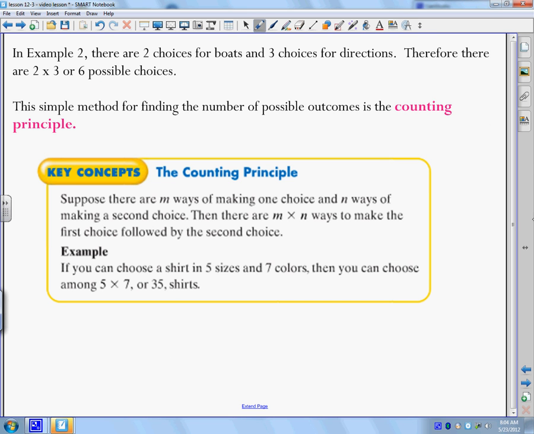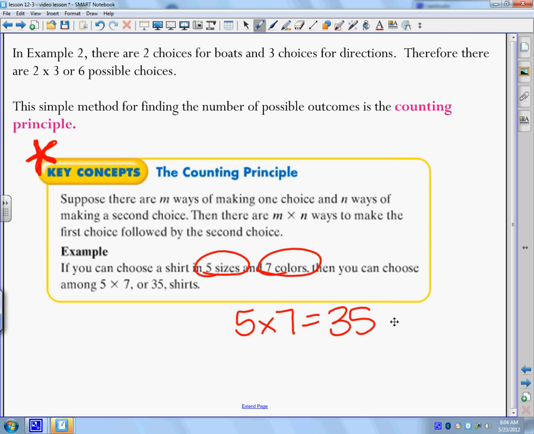Now, last, you might want to push pause and copy down this key concept. This is the counting principle. Very, very simple. What it says is if you can choose a shirt in 5 sizes and 7 colors, you just multiply the 2 together, and that'll give you all the possible shirts that you can have.